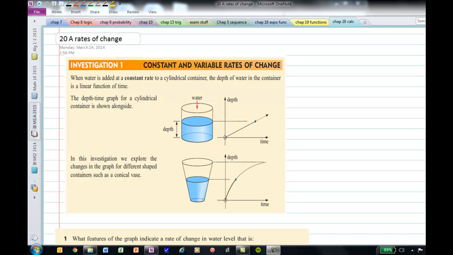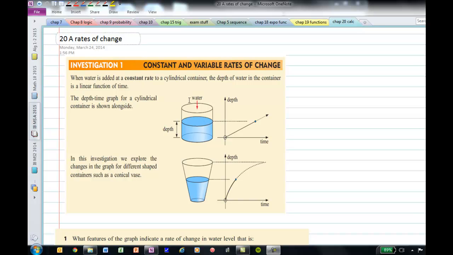This is the section of notes for Chapter 20, Section A, about rates of change. This is our introduction to calculus. The first thing we're going to talk about are rates of change. And I have an example for you here.